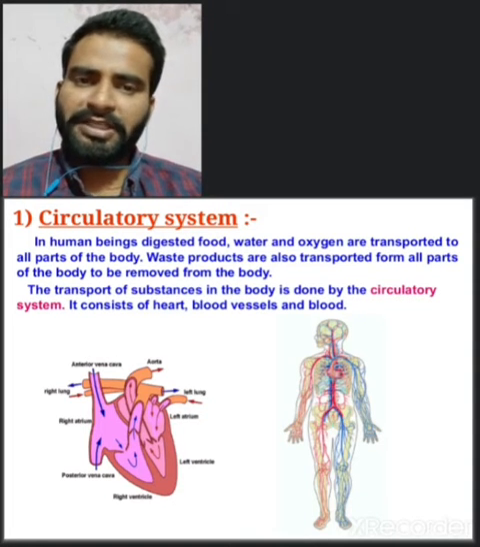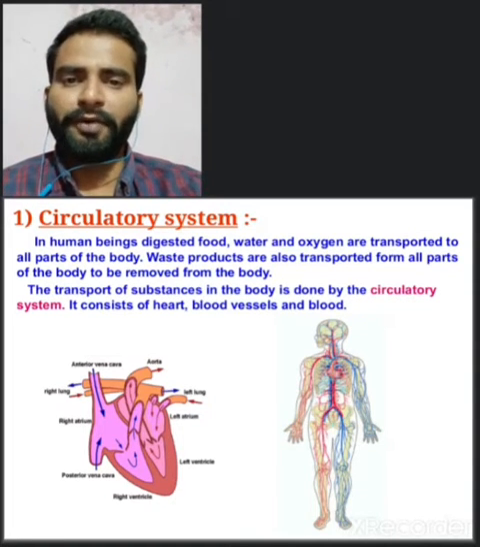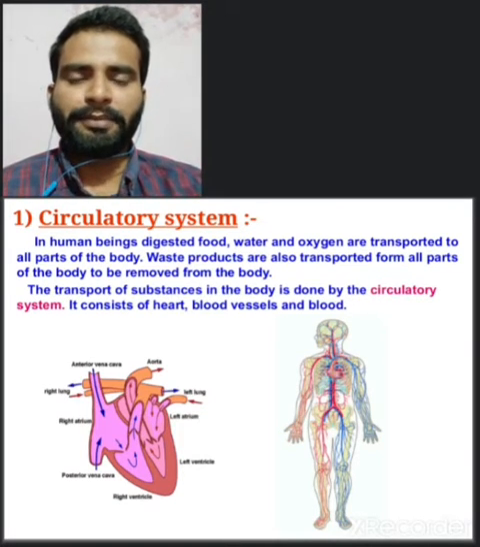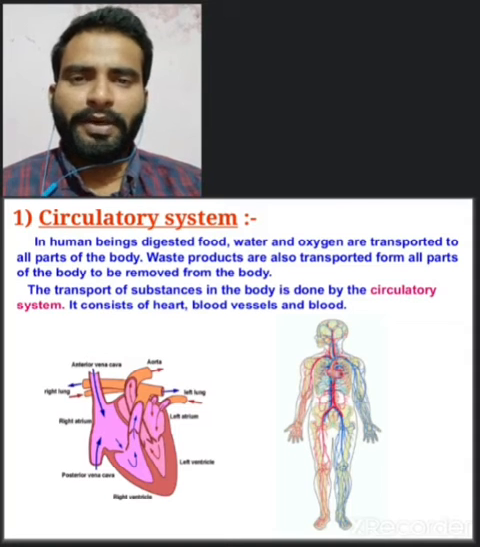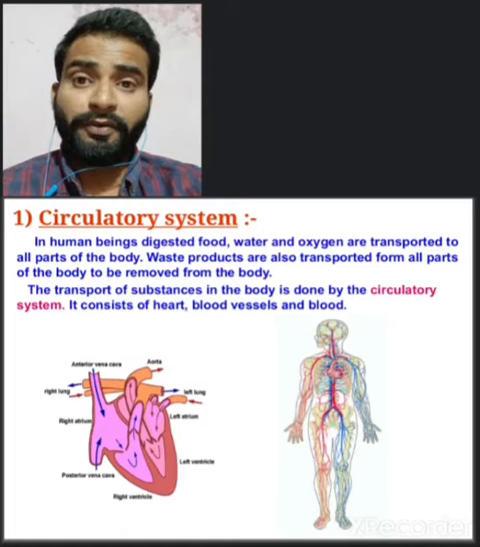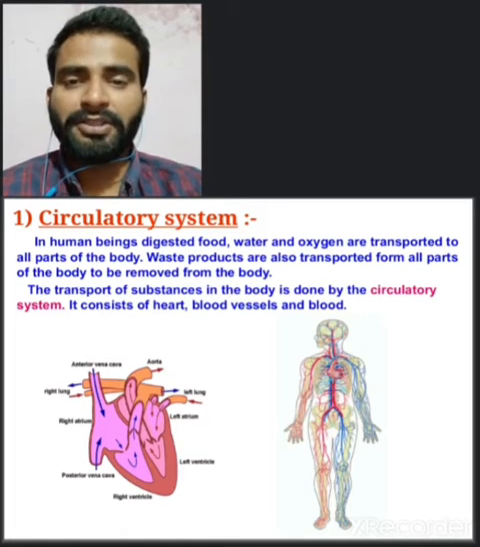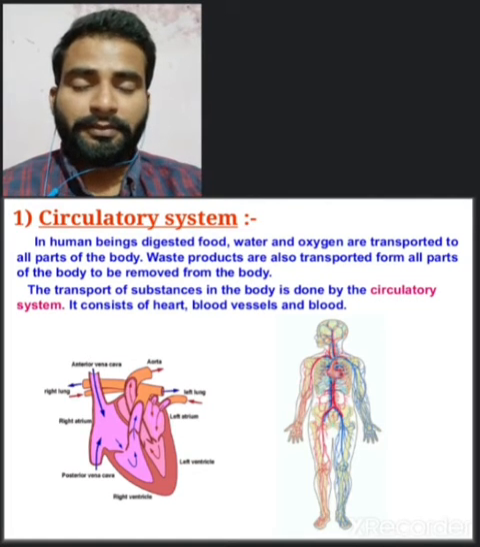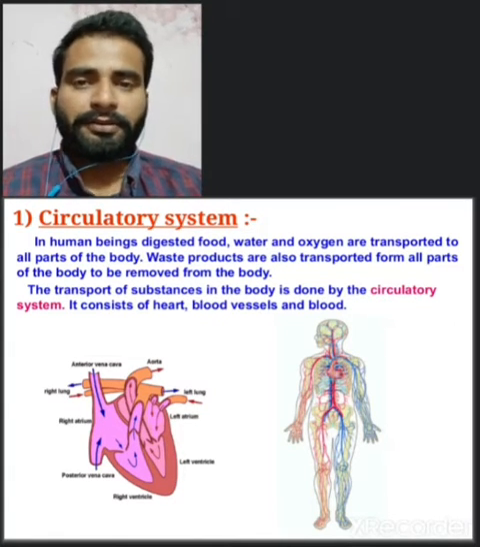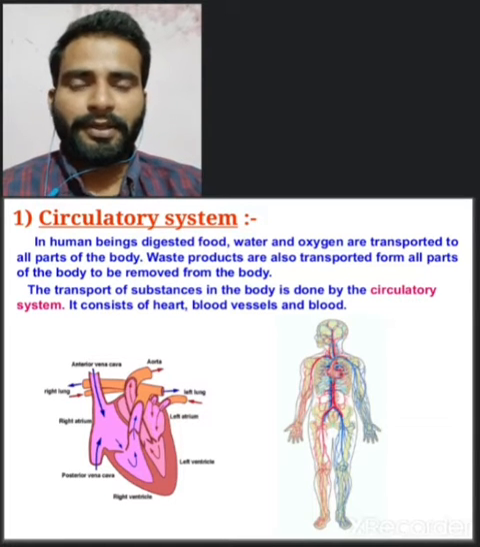Waste products are also transported from all parts of the body to be removed from the body. That means the circulatory system is required for the process of transportation. And the excretory system removes waste products, waste substances and toxic substances from our body. Transportation happens in our body through the circulatory system.